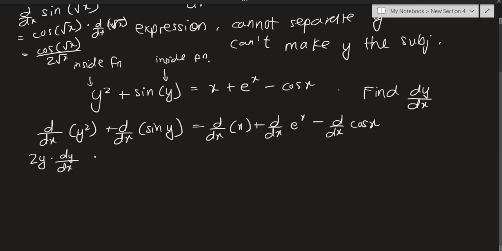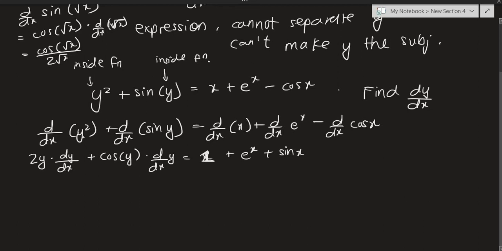Now we do the same thing here. What's the derivative of the outer function? Cosine of, keeping the inner function intact, times the derivative of the inner function, so dy by dx, is equal to x differentiated with respect to x will give us 1, and e raised to x is just e raised to x. Negative cosine will be a positive sine of x. In the x part there is no problem because we just have x as the central argument, so we don't need to include any dy by dx terms.